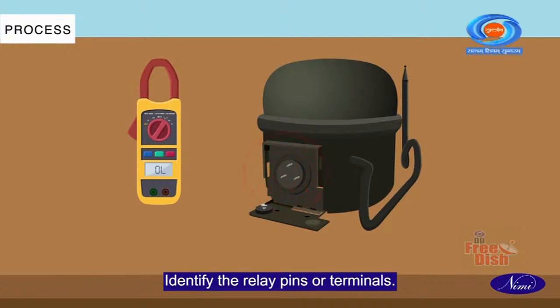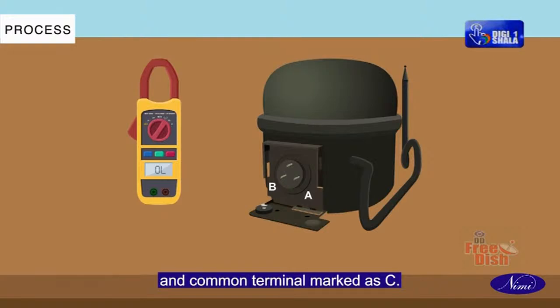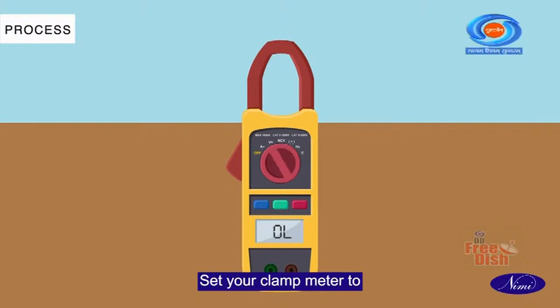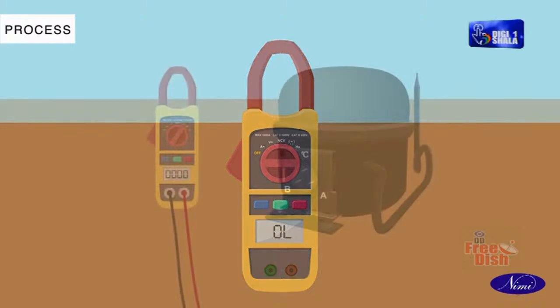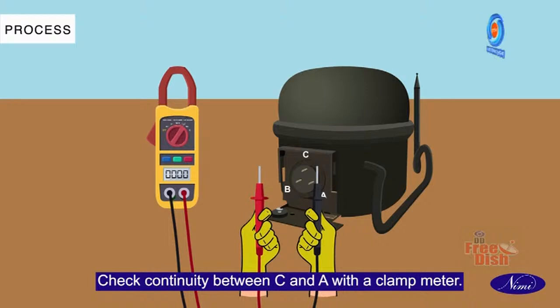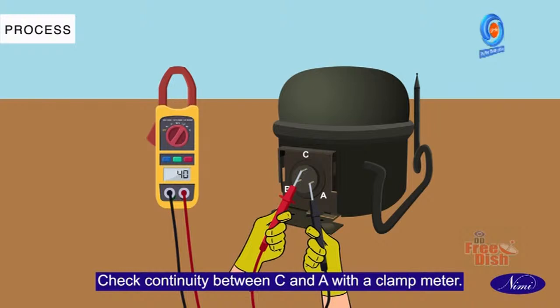Identify the relay pins or terminals. Typically, there are 3: running terminal marked as A, starting terminal marked as B, and common terminal marked as C. Set your clamp meter to the continuity or resistance setting. Disconnect the wires attached to the relay. Check continuity between C and A with the clamp meter.